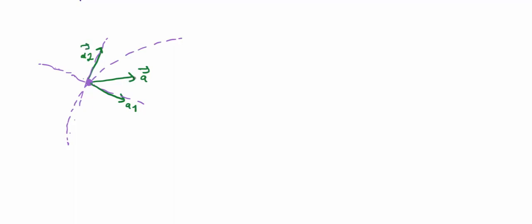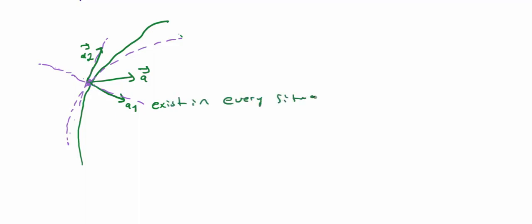Let's suppose that A is going to the center of the road. It doesn't matter, just guess that it's going to the center. This is the path followed by the particle, and A1 is the component of A which is perpendicular to the surface, and this exists in every situation. And A2 is the component of A which is parallel to the surface. A2 exists just in circular motion.